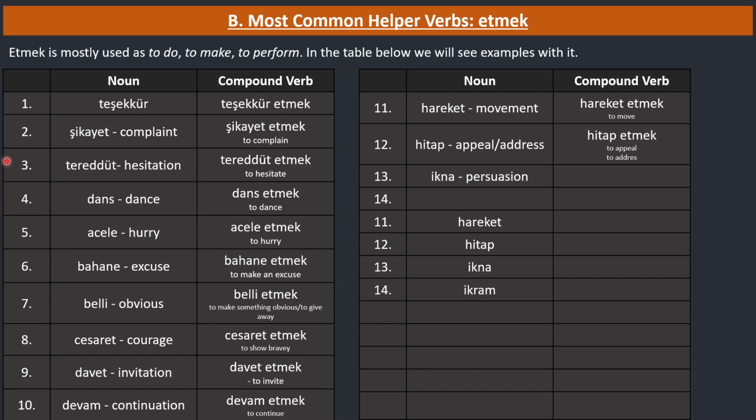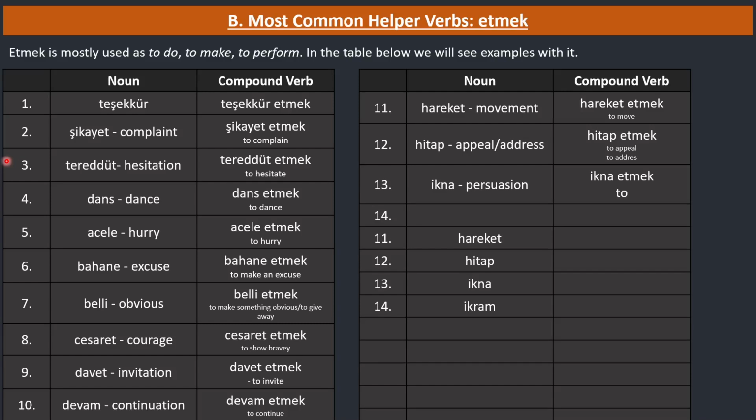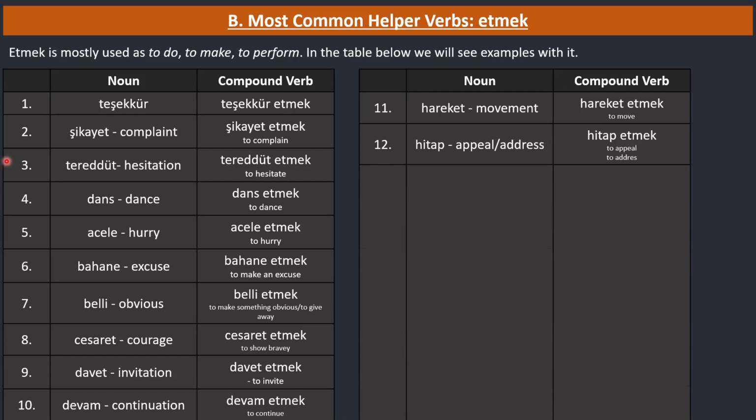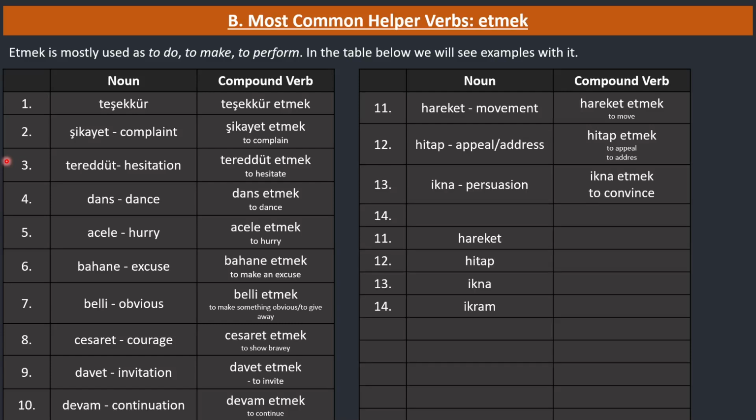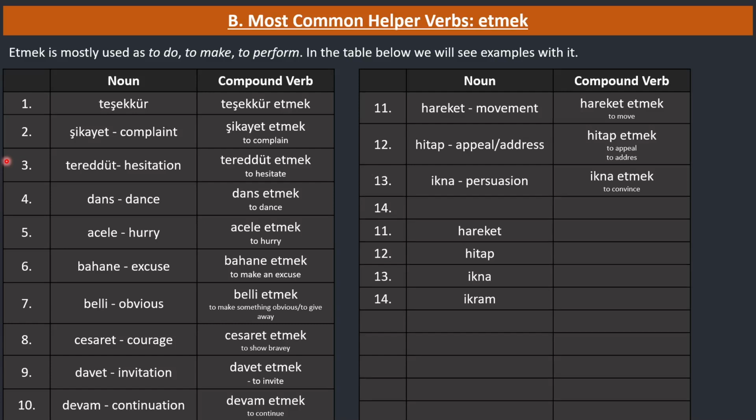So when you ikna, you basically convince someone. İkna etmek. To convince. So for example, a kid is trying to convince his dad to go outside. Bir çocuk dışarı çıkmak için babasını, akuzatif, ikna etmeye çalışıyor. Babasını ikna etmeye çalışıyor. And when you are convinced, you will say ikna oldum. But that will go to olmak. İkna oldum.